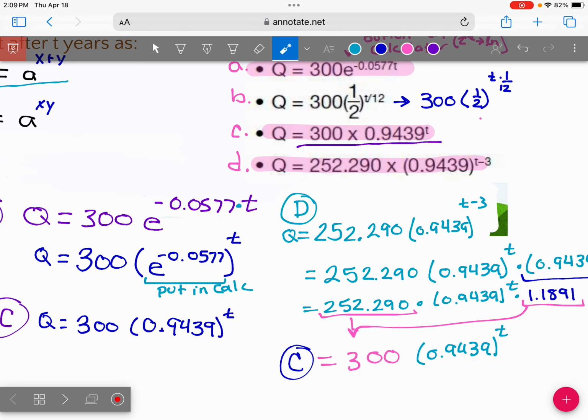So the other thing that they wanted us to do was look at these 4 different equations and figure out why they wrote 4 different equations.